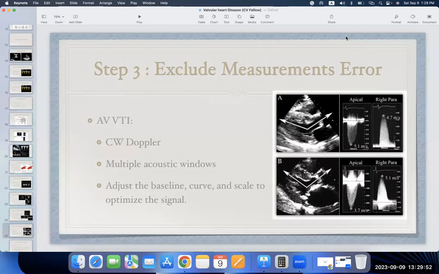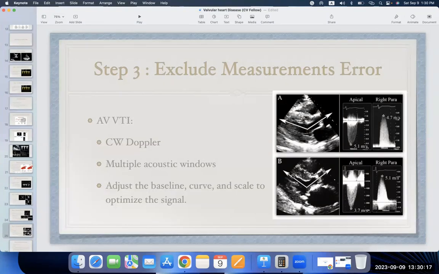As I mentioned previously, when you measure the aortic valve VTI, you need to measure it from all the windows and try to select the highest velocity. But one way to predict that the apical view will underestimate the VTI of the aortic valve is by calculating the angle, the ventricle to the aortic angle.